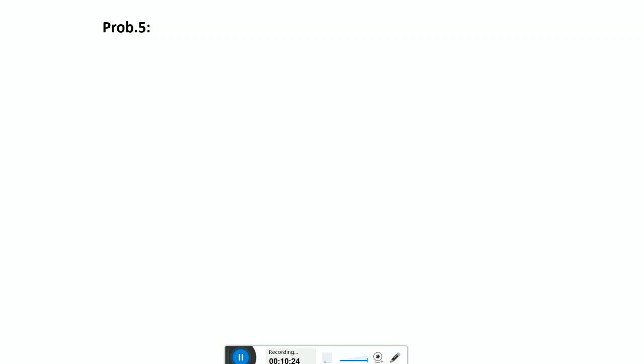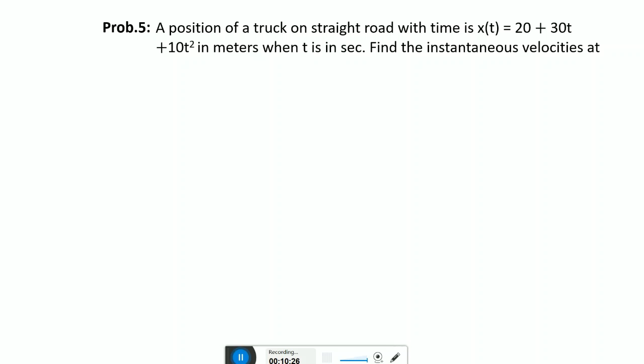Then fifth problem. A position of a truck on straight road with time is x of t, means x is a function of t, is equal to 20 plus 30t plus 10t square in meters. When t is in second, find the instantaneous velocities at t is equal to 2 seconds and t is equal to 10 seconds.